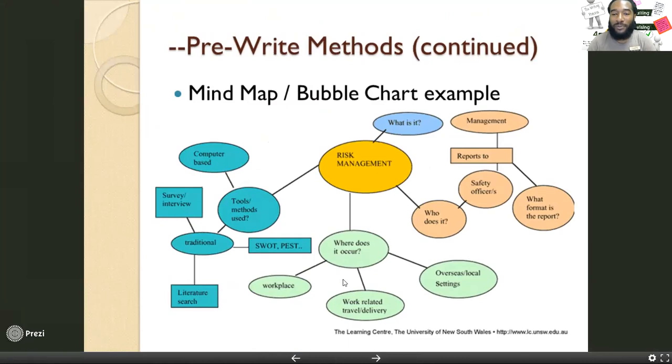Here's a mind map or a bubble chart. With this, the main idea of your whole paper, the main point, goes in a big bubble in the middle. And then you can draw little extensions off of it. And this will be a main point of your paper. Tools, methods used. This will be a main point. Where it occurs. This is a main point. Who does it? This is a main point. What is it? And then you can draw little extensions off of that one, and extensions off of that one, and extensions off of that one. It's up to you.